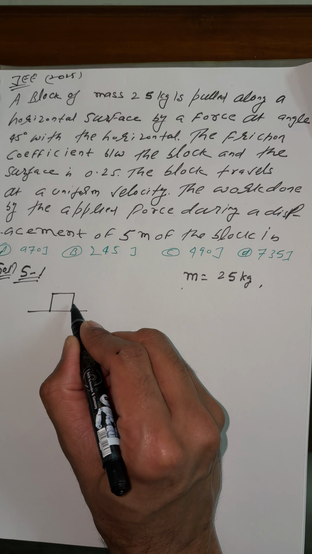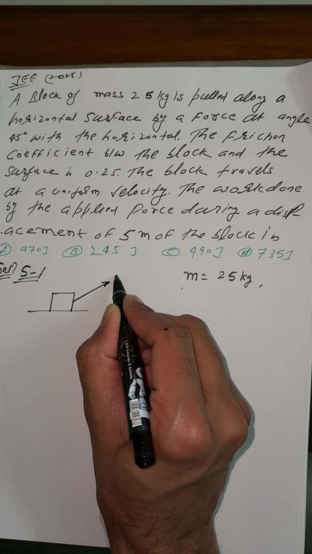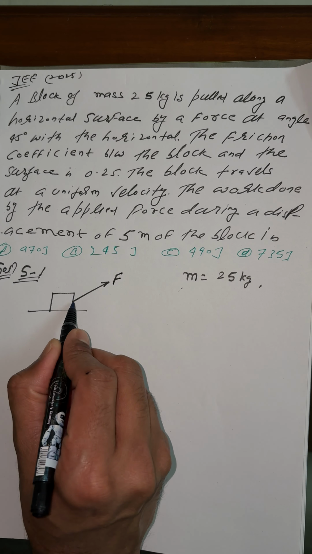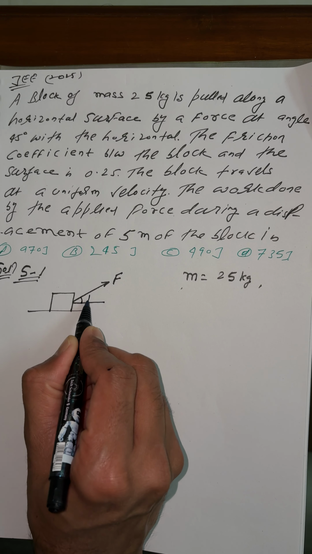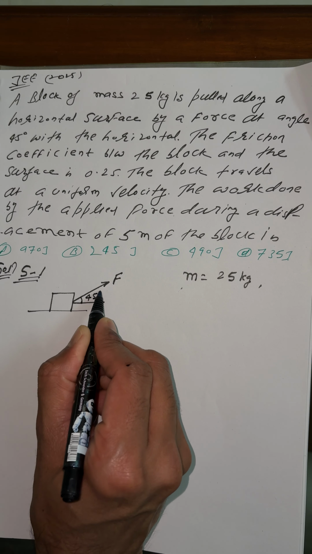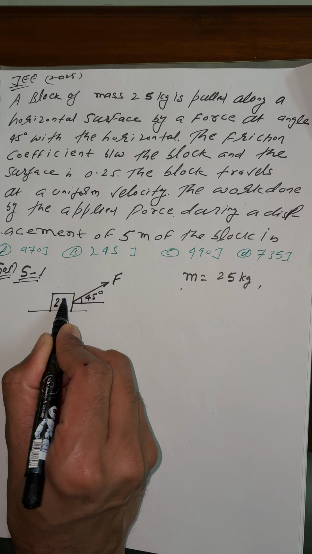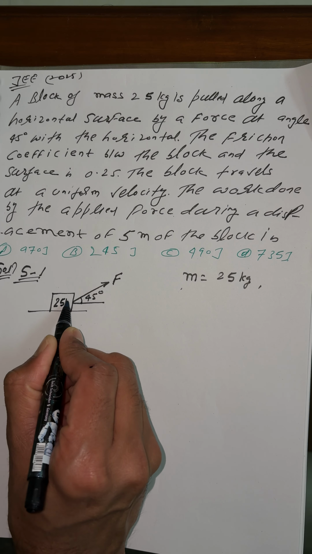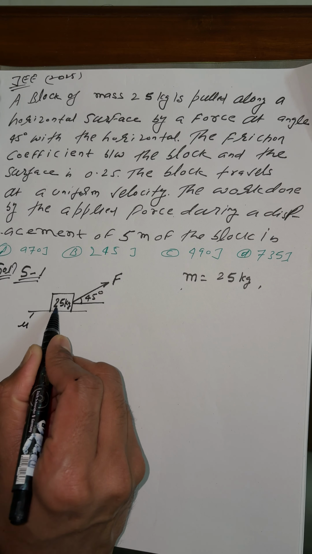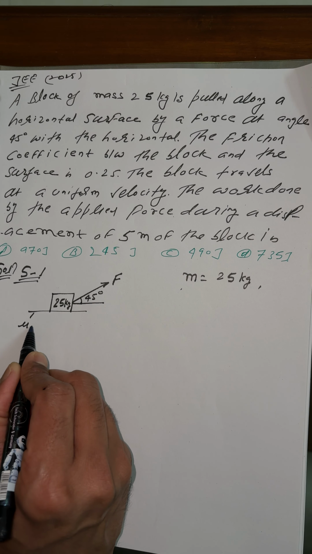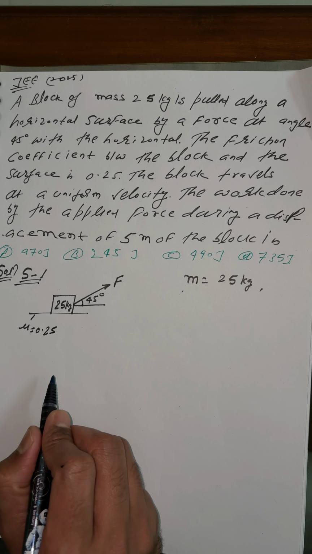Now student, what's the question? There is a force which is applying on the block. Let us say this is F. F we have to find. The angle this force makes from the horizontal is 45 degree. Mass of the block is already mentioned in the question, that is 25 kilogram. Coefficient of friction between block and surface, this is 0.25, right?